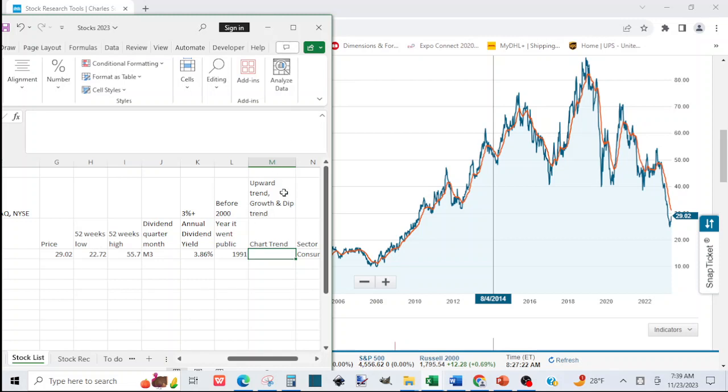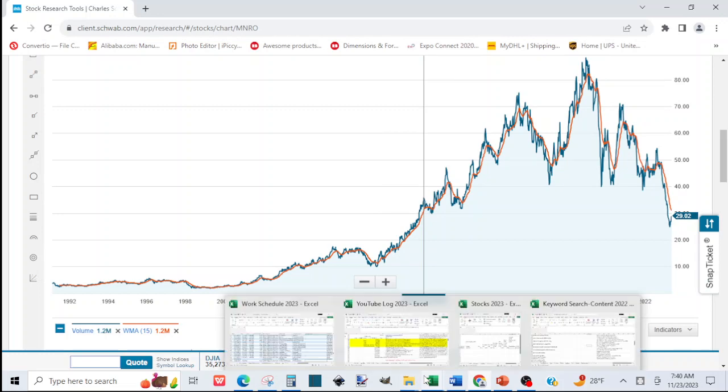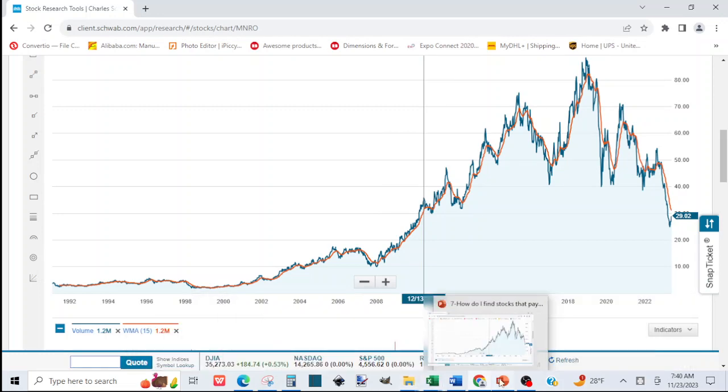So now you analyze the chart. You have upward trend, growth and dip, and then you have downward trend and level. So you can label those and then see how you will describe this chart. But before we do that, let's take a look at some charts to have an idea what an upward trend chart looks like, what a growth and dip chart looks like as well.